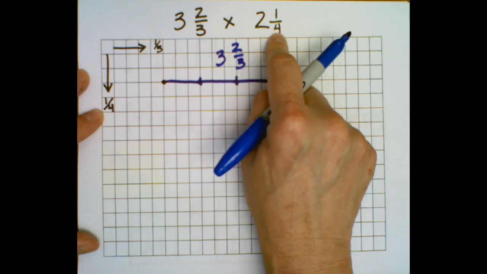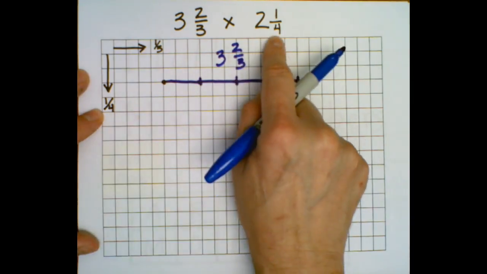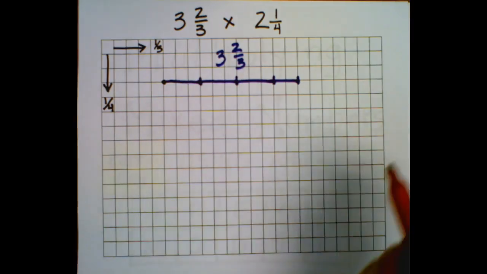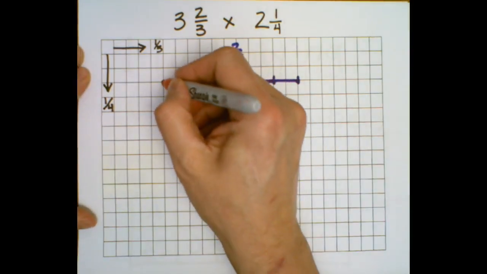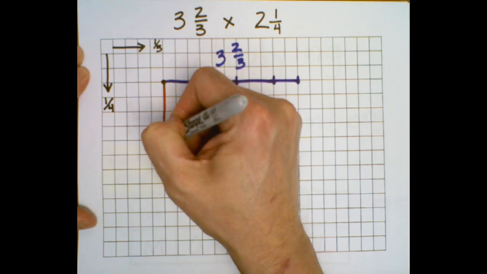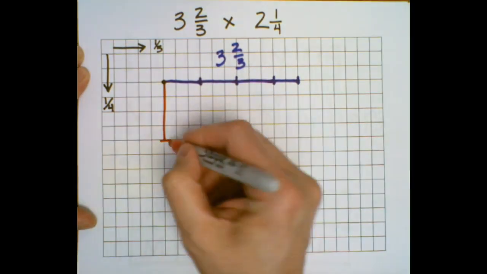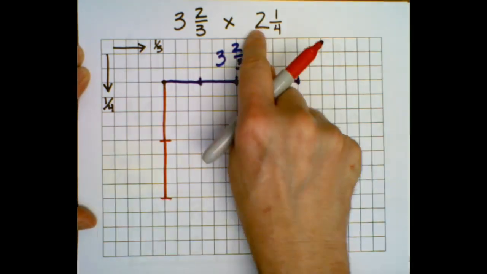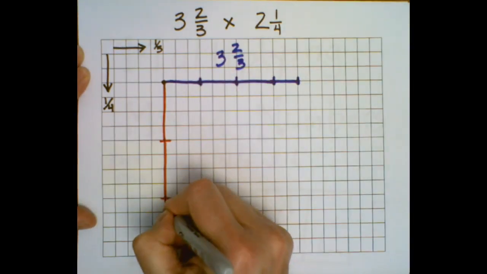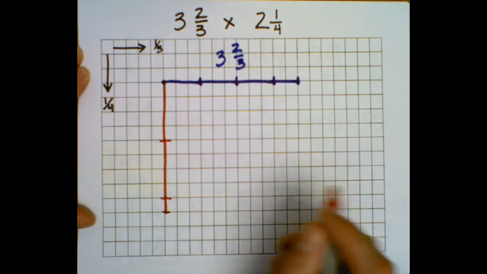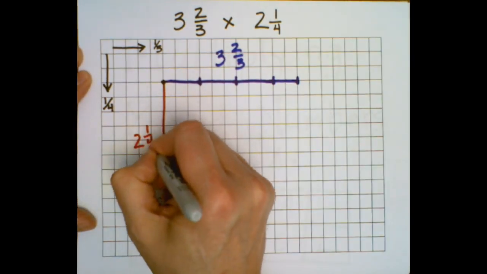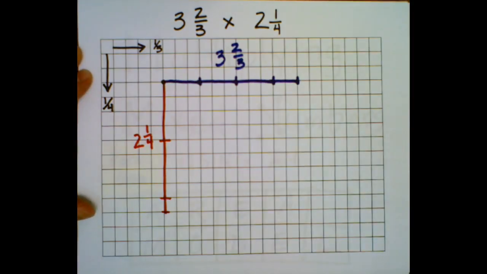Now as I go down, I'm going to use this as my basis for each square in the grid, or each line that I drop down. Each one is going to represent 1/4. So as I go down, I have to go down 4 spaces. 1, 2, 3, 4. That represents 4/4. 1, 2, 3, 4. That represents 8/4. So I've got my 2, and I'm going to go 1/4 beyond that. So this line represents 2 1/4.